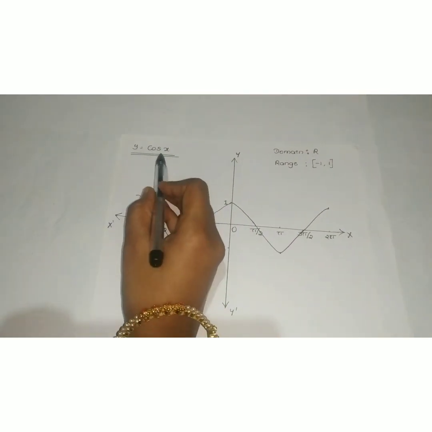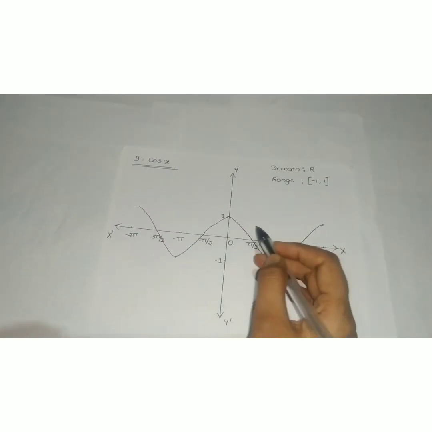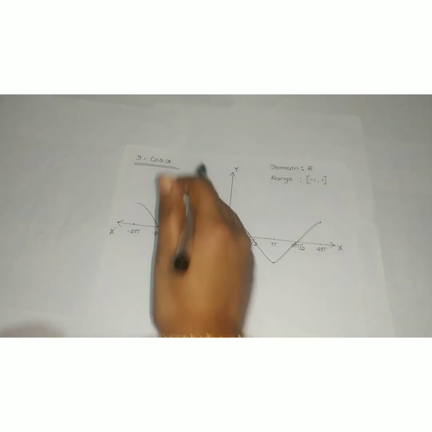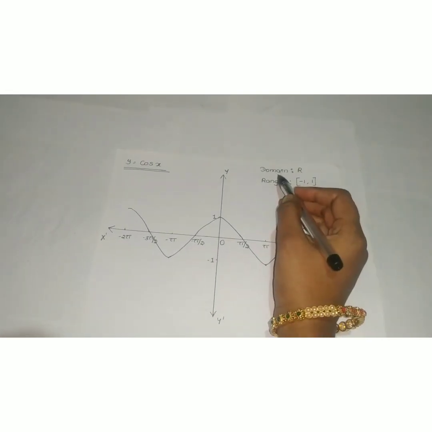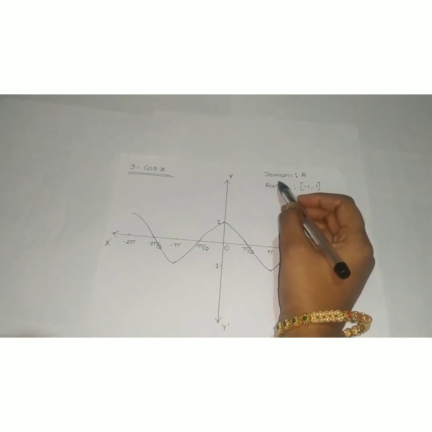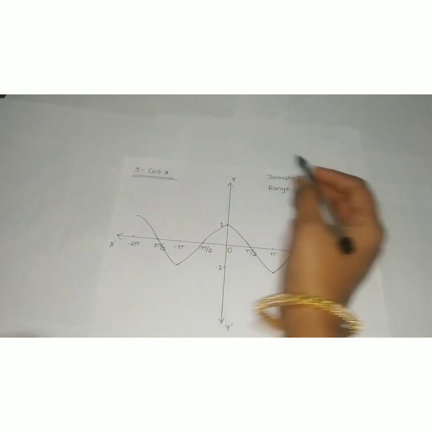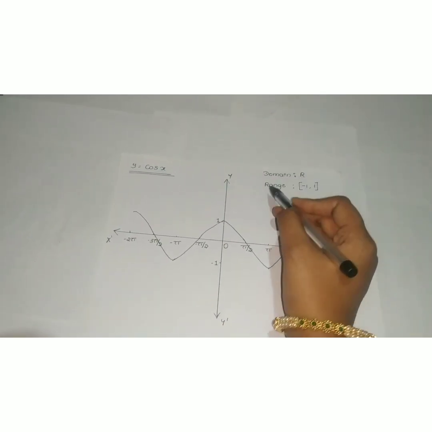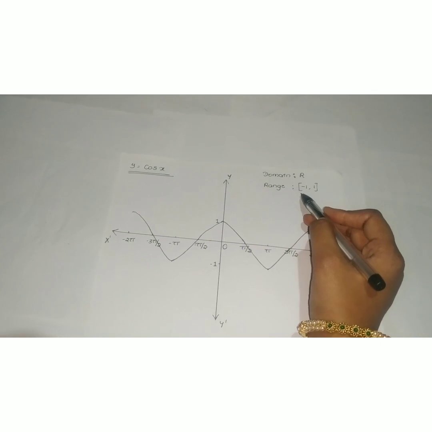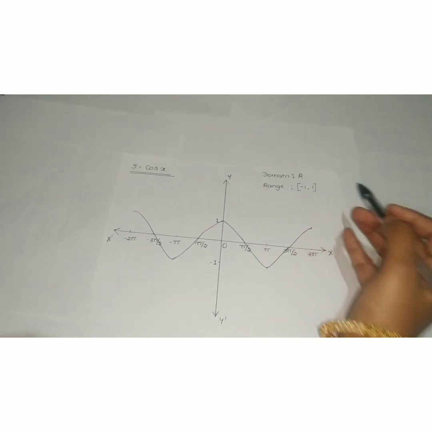So here consider y is equal to cos x. This is the graphical representation of the cos function, and like the sine function, the domain of the cos function is all real numbers and the range of the cos function is the closed interval -1 to 1.